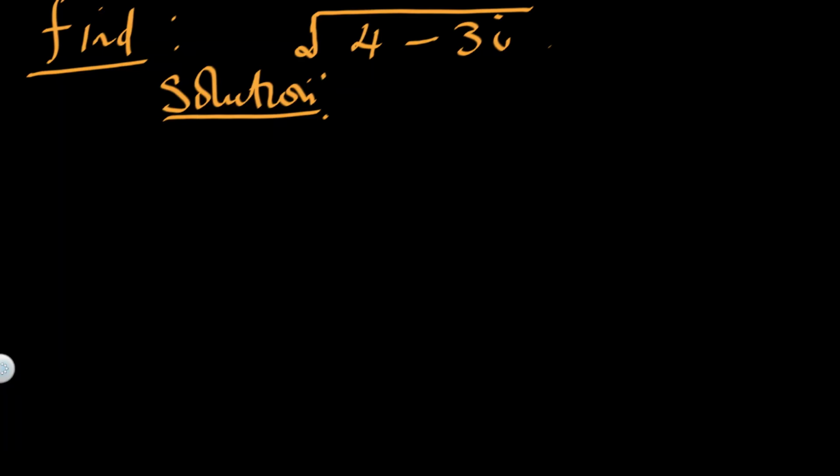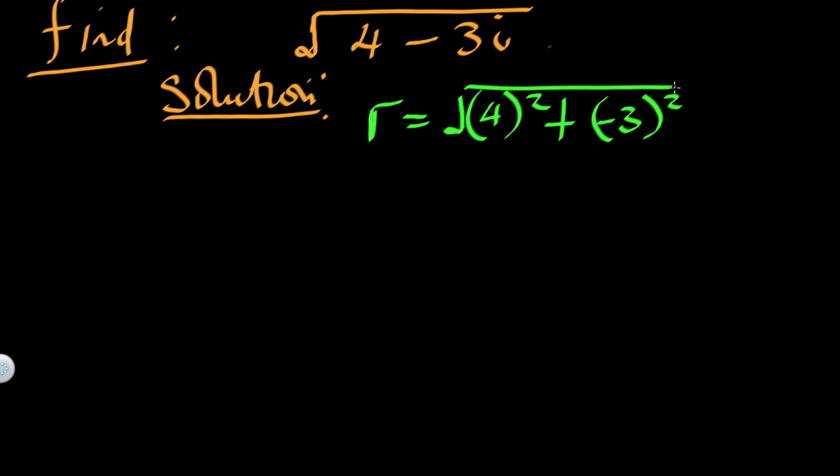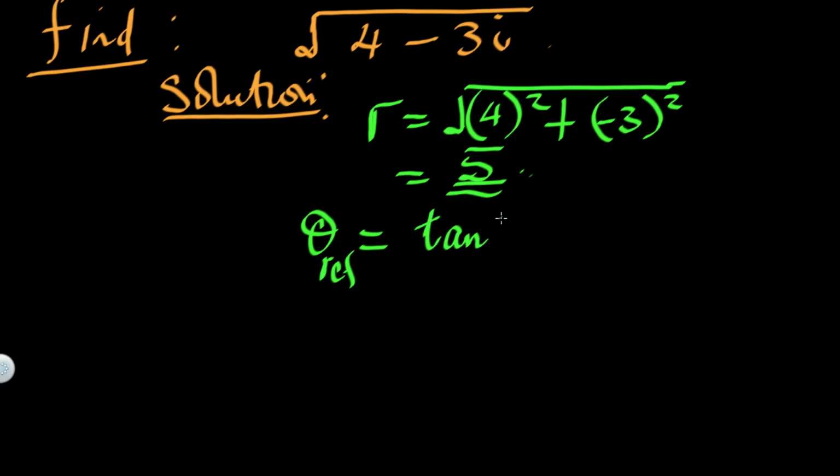Convert the complex number into polar form, which means we have to find r. And we know that r is the root of 4 squared plus 3 squared, or minus 3 squared, if you want to. We get our r, which is 5. And then we look for theta, the argument. We get theta ref to start with, the reference angle, arctan 3/4.